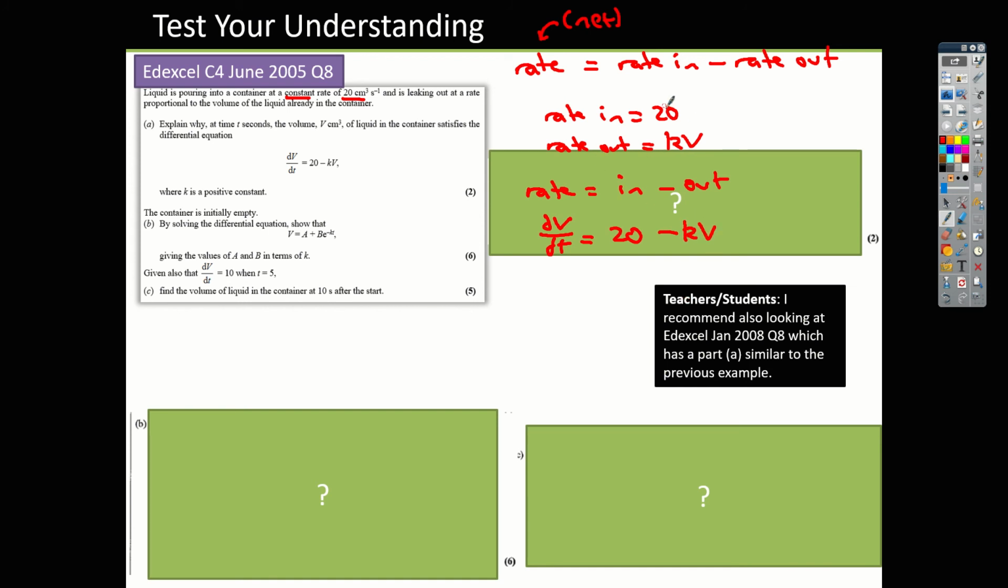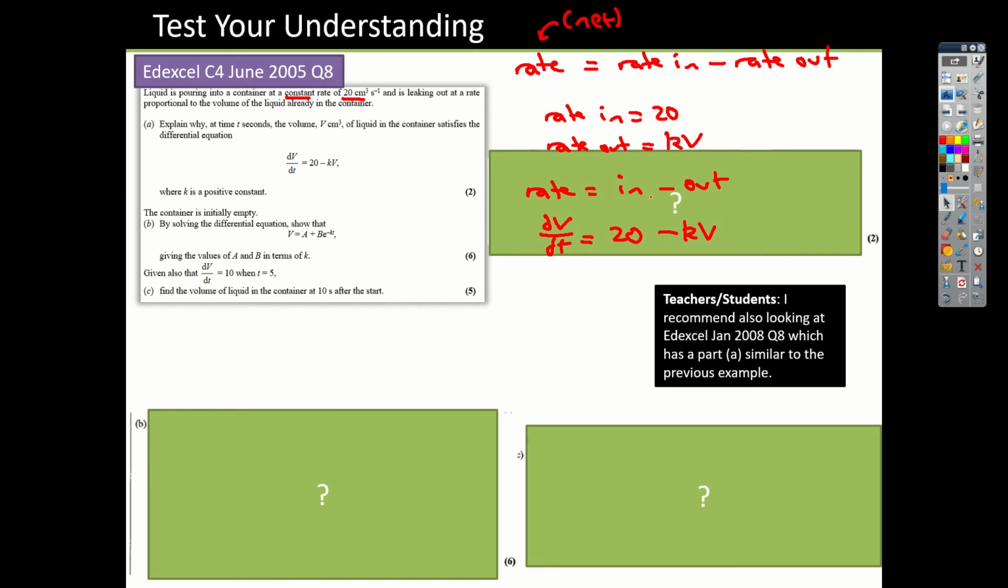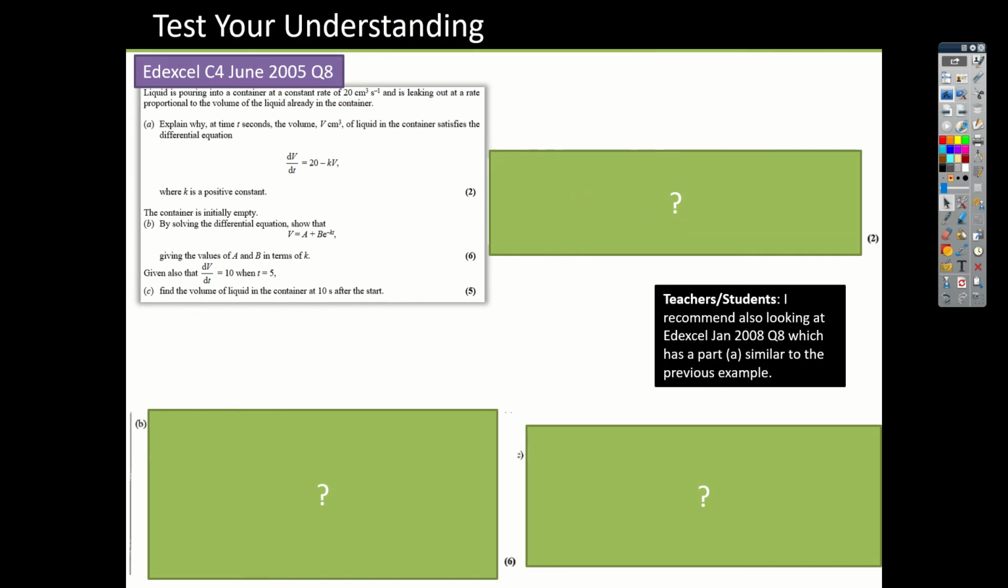Okay, so some sentences to explain these things are probably going to help you out. I've written down what I would write down, but let's see what the box says to make sure we've got all the right wording.